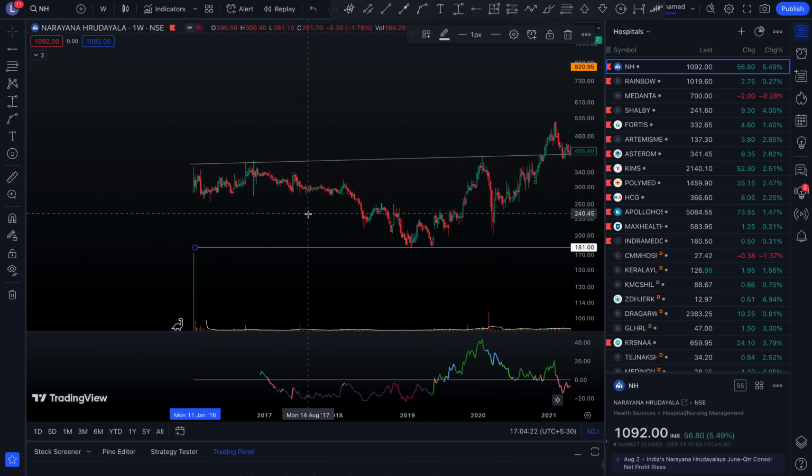In this case, Narayana Hrudalaya, once it got listed, was basing for a long period of time, and this is basically called a primary base. Now this is an IPO stock, and that's why this is a long primary base. But generally, primary bases occur when a stock is in the stage one accumulation phase. The difference between primary and secondary bases is that the first big base is the primary base, and they are also larger.